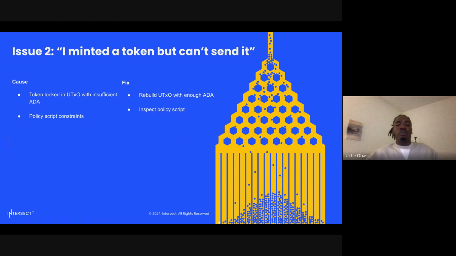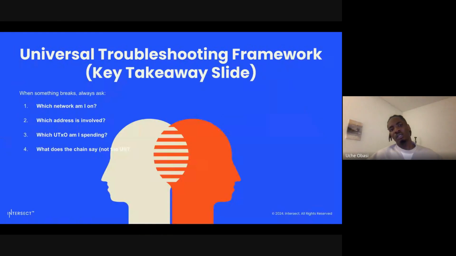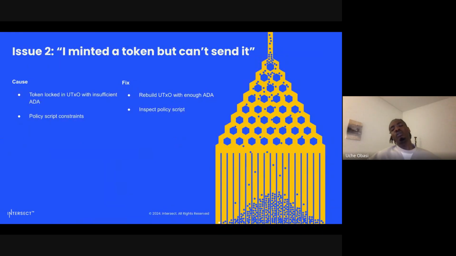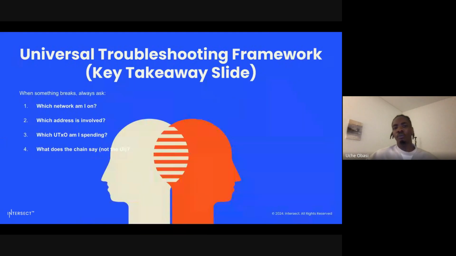Another common cause is policy script constraints. For things like this, what you need to do is inspect the policy script to check if there are constraints that are hindering you from minting a token or sending a token. So these are some of the common issues you experience when working with tokens in Cardano.